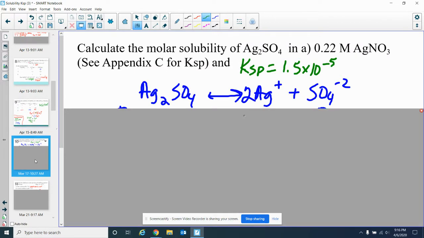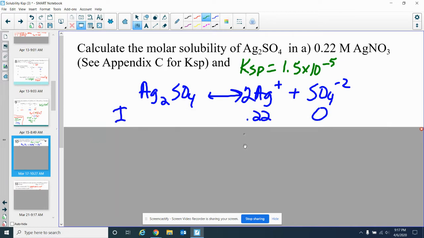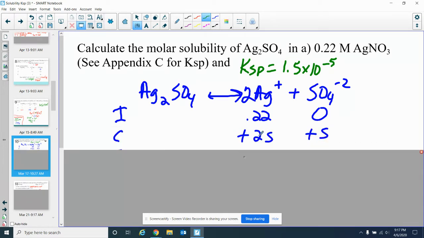Calculate the molar solubility of silver sulfate in 0.22 molar silver nitrate. I looked up the KSP value. It's 1.5 times 10 to the minus 5th. So again, setting up our equation, Ag2SO4 for silver sulfate breaks into 2 Ag plus plus SO4 2 minus. So now our initial concentration of silver is 0.22. It doesn't matter that there's a 2 there. That's the concentration that's given, is 0.22, so we don't double that. And then the change will be plus 2S and plus S as it dissolves.